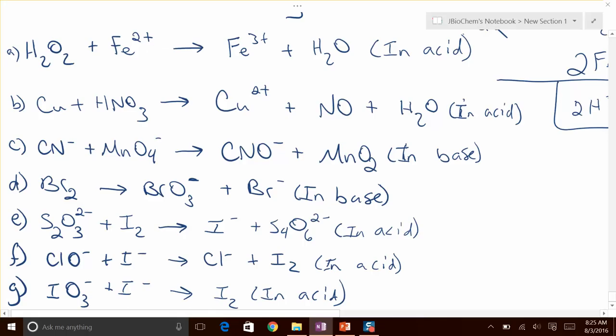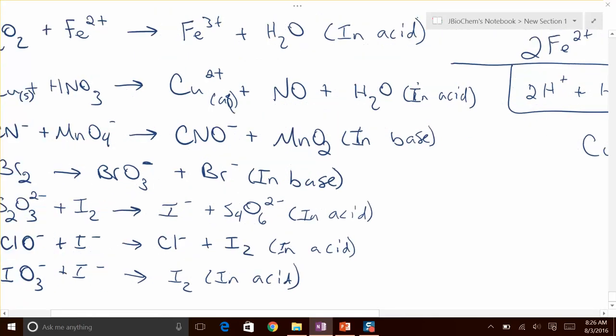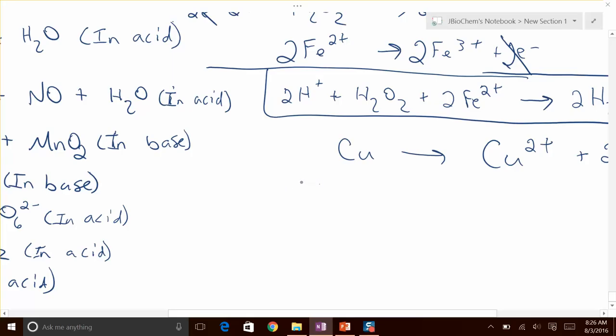Let's try another one. Copper plus nitric acid produces copper 2+ plus NO plus H2O. And this is in an acid solution. So what are the two half reactions? This copper is obviously solid. This one is aqueous. I probably just didn't write that. So what's my first half reaction? Copper going to copper 2+ plus 2 electrons.